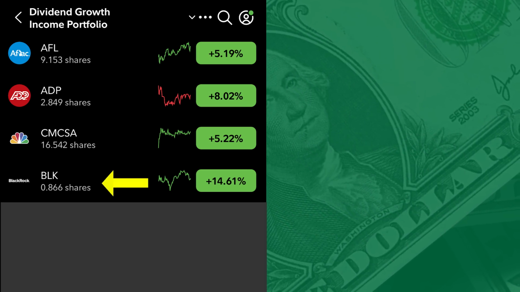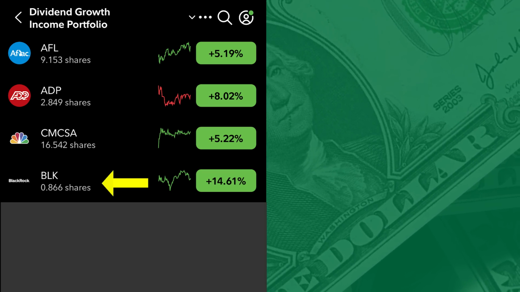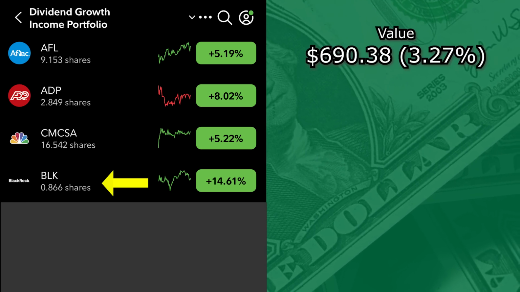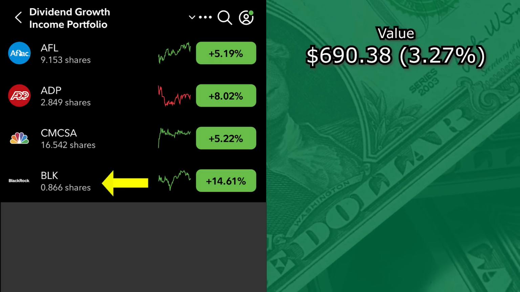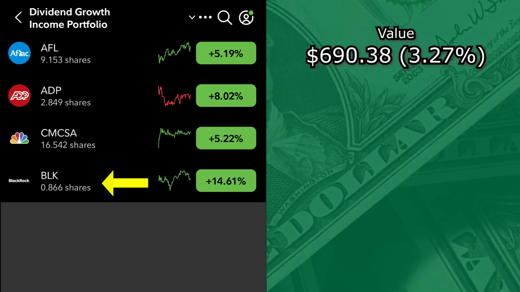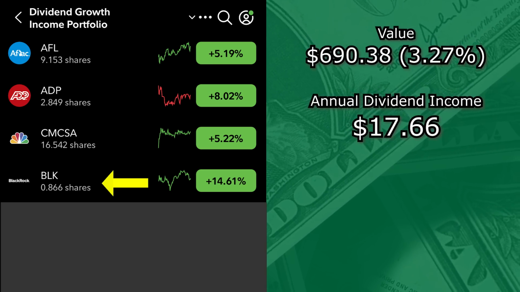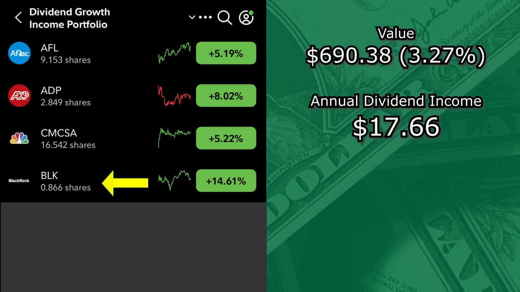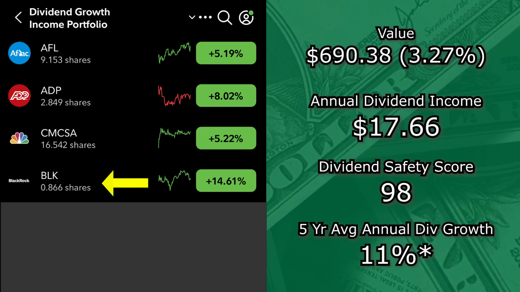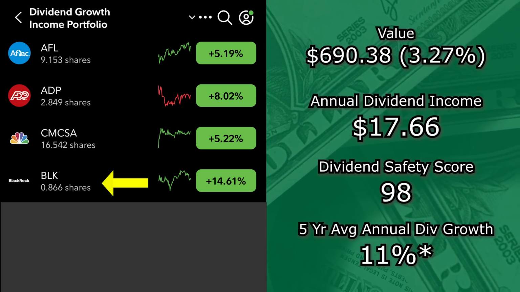Next up, we have BlackRock, ticker BLK. This is a massive investment company and asset manager. I don't even have a full share yet. I have 0.866 shares of BlackRock, but it's valued at $690.38, making up 3.27% of the portfolio. I am up 14% on this position. It's paying me $17.66 annually in dividends. Shares are yielding 2.58%. BlackRock has a Simply Safe dividend safety score of 98 and a 5-year average annual dividend growth rate of 11% annually, although disclaimer, the last couple years they've been very underwhelming.